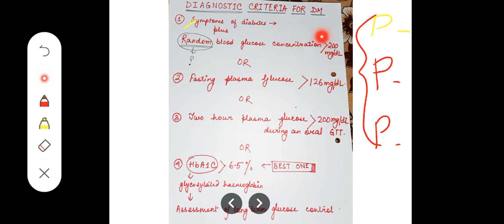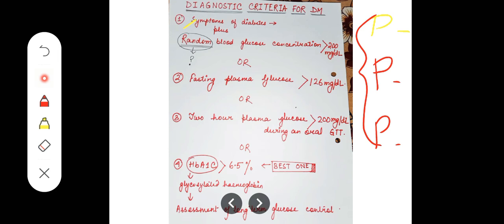It has to be more than 200 mg per dl. Random, this word random means without relation to the time since last food intake. Okay, so if the patient has come to you after taking food, suppose he has taken food 4 or 5 hours before, you can go for this test and see whether it's more than 200 or not. If it is more than 200 mg per dl, that means the patient is diabetic.